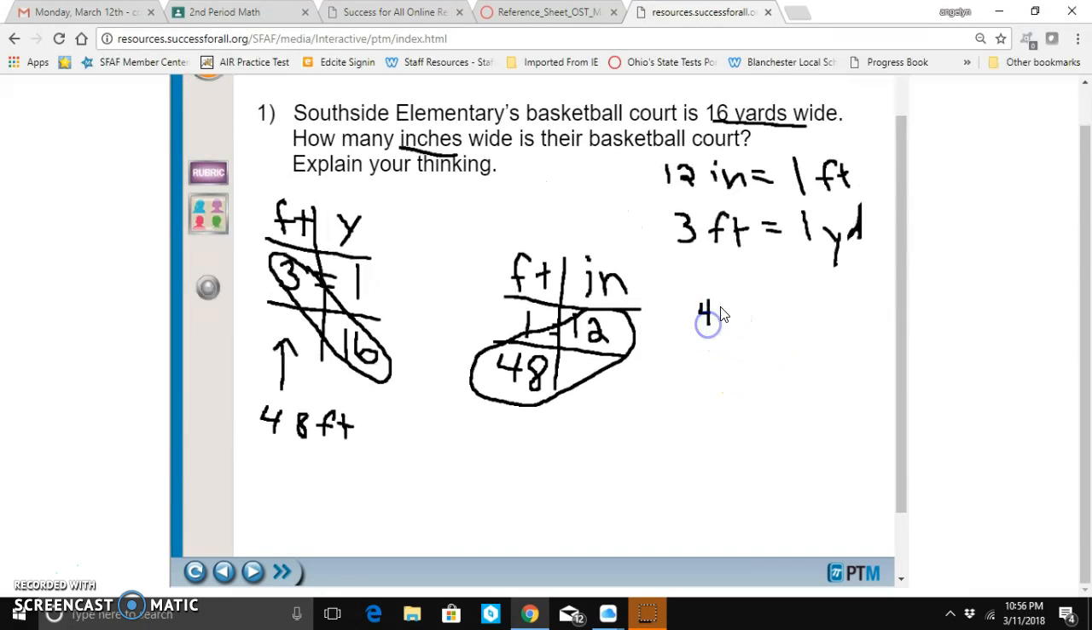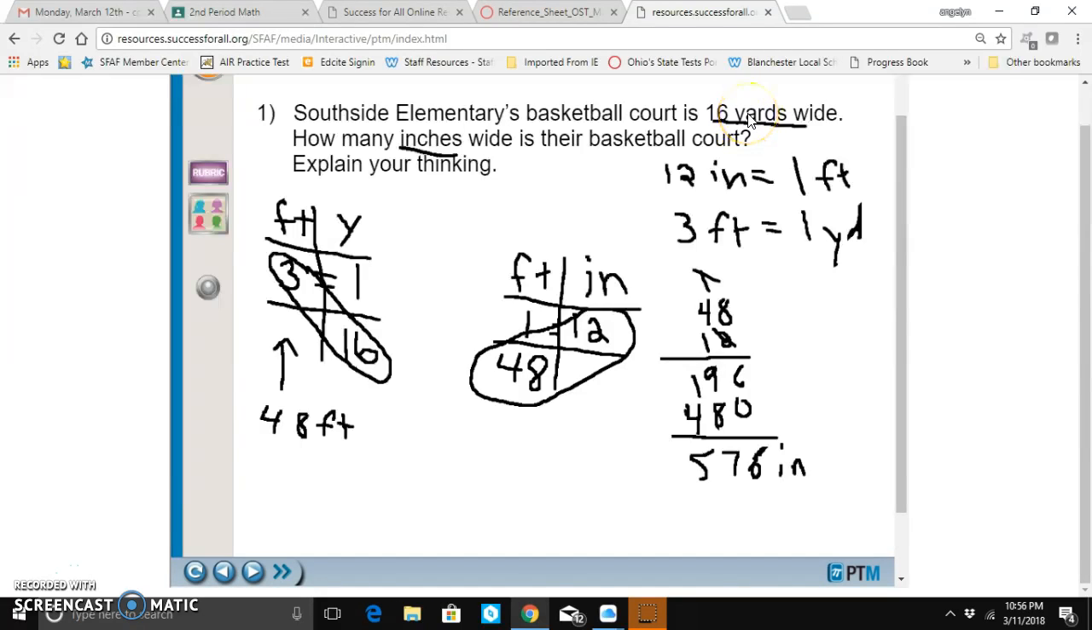If you're using a calculator, you can do 48 times 12 on your calculator, or you can just do it the old school way. It might be faster to do it this way, since they're very simple numbers. Make sure I multiply that right. 16, and then 9, 0, 8, 4. Okay, good. So what you end up getting is 576 inches. There are 576 inches in 16 yards.